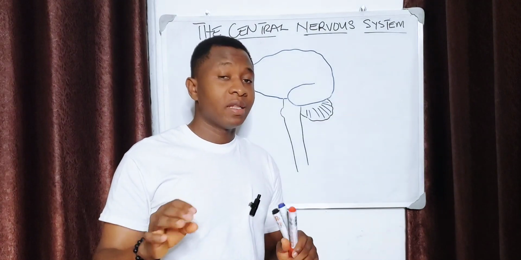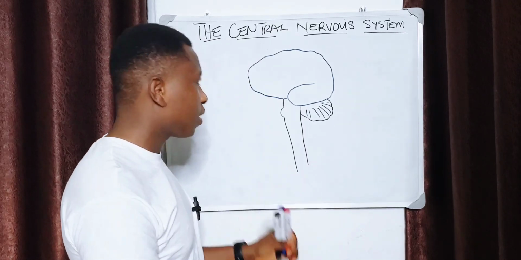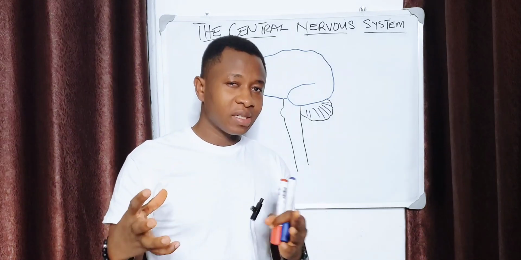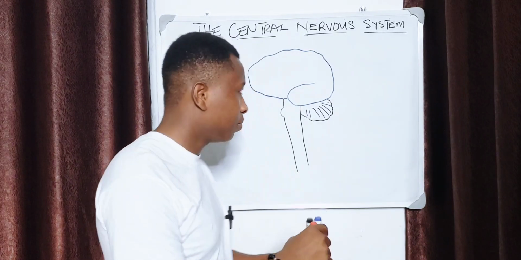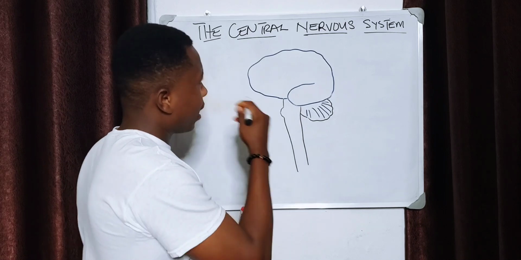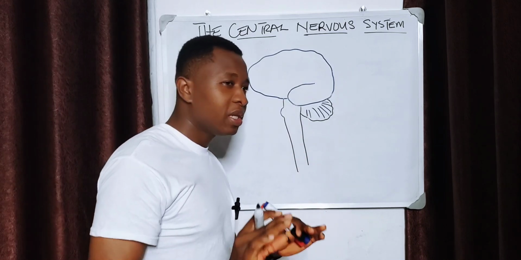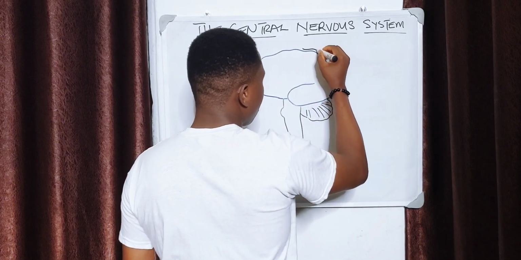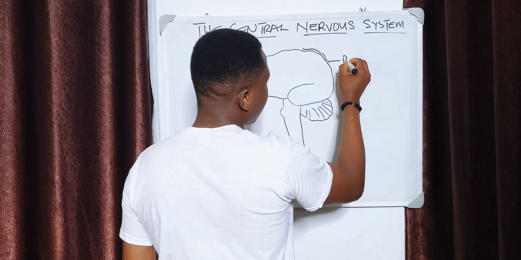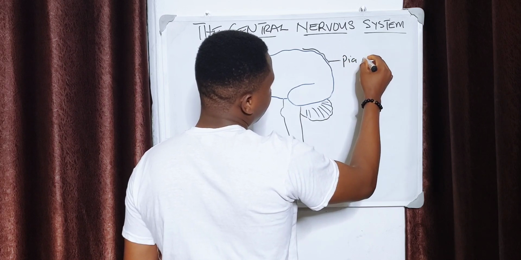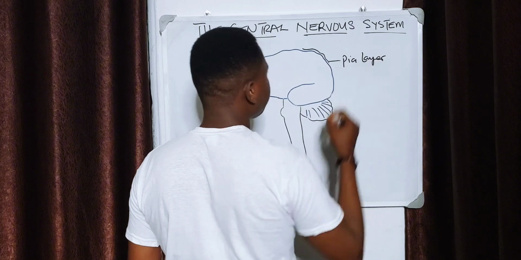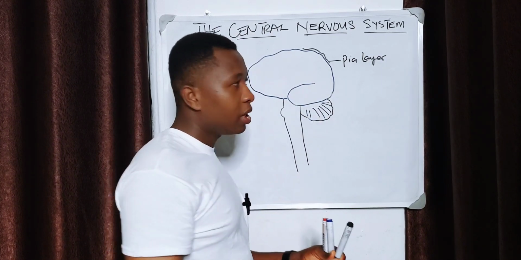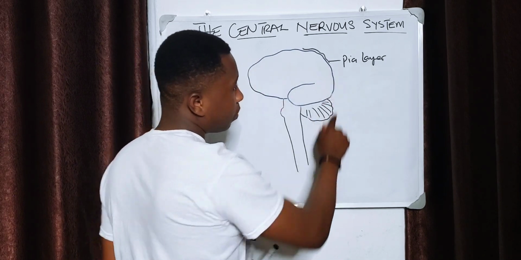Now, the brain is protected by the skull, right? But just behind the skull, there are other protective layers, and I'm going to be talking about them in a short while. All right, so the first protective layer immediately after the brain is what we call the pia layer. Now, this is a very soft layer. It protects the brain.